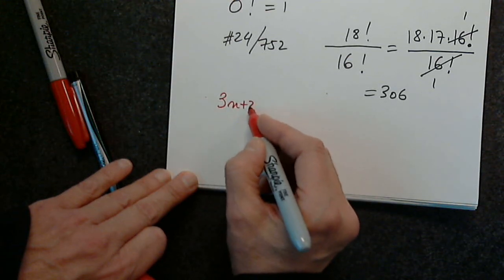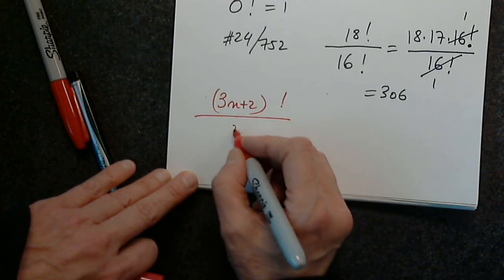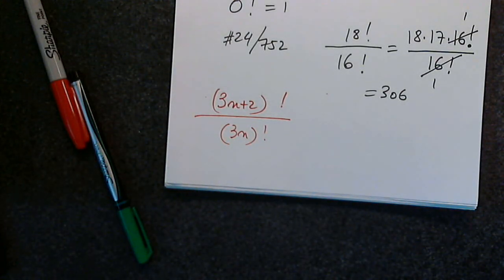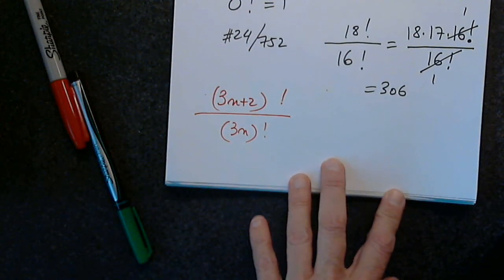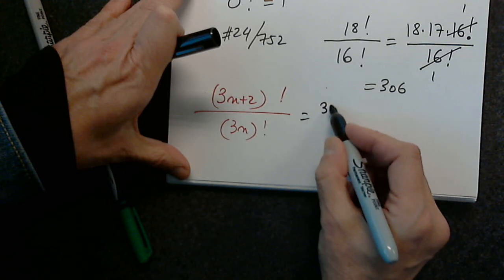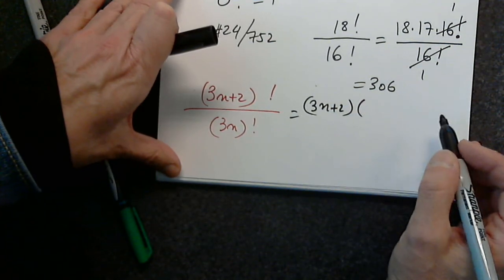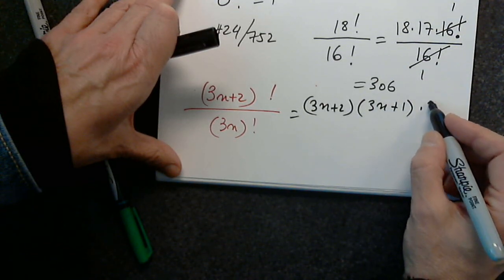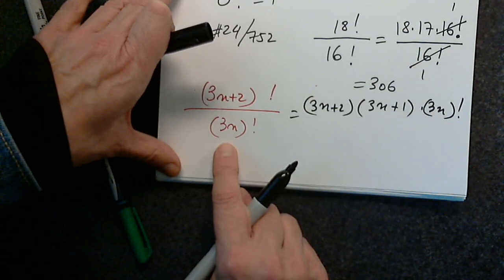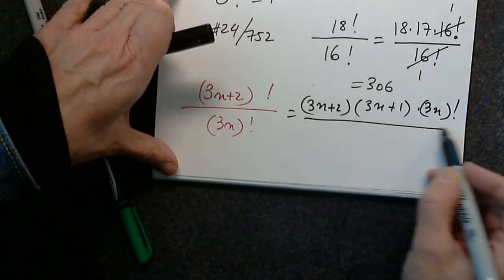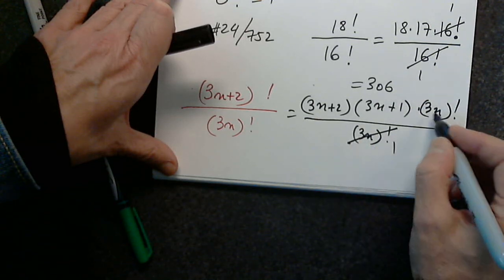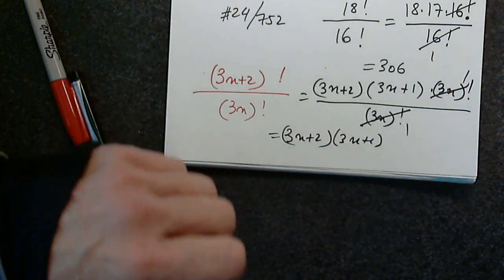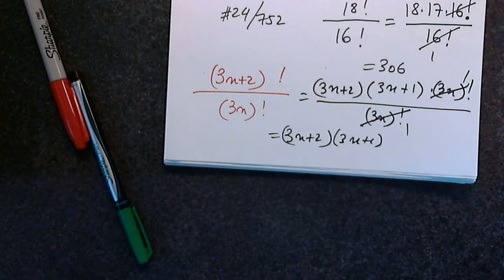We have 3n plus 2 factorial over 3n factorial. Now, which one is bigger? That's where I'm going to start. 3n plus 2 is bigger. So then I will write 3n plus 2. What is the next one? Very good. What is the next one? Yes. And I'm going to stop because I see the denominator as being 3n factorial. So I'll cancel these two, and I'm done. It's 3n plus 2 times 3n plus 1. That's all we need.